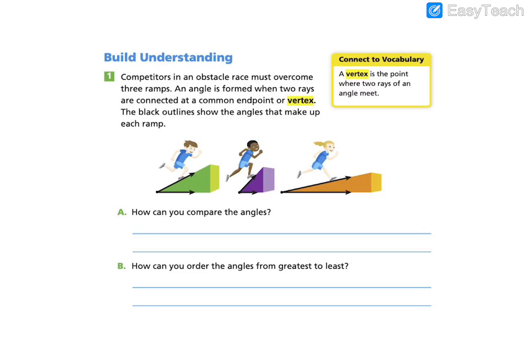Okay, so let's look at number 1. Competitors in an obstacle race must overcome 3 ramps. An angle is formed when 2 rays are connected at a common endpoint or a vertex. The black outlines show the angles that make up each ramp. So each of these dots at the angles is the vertex of the angle.